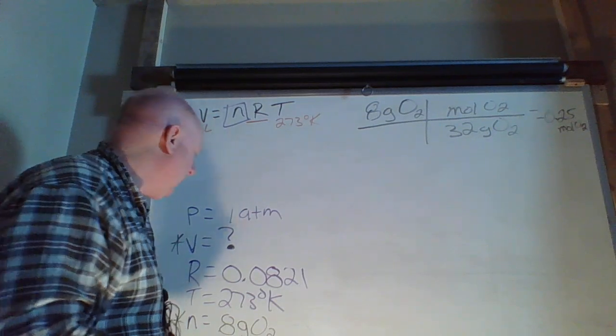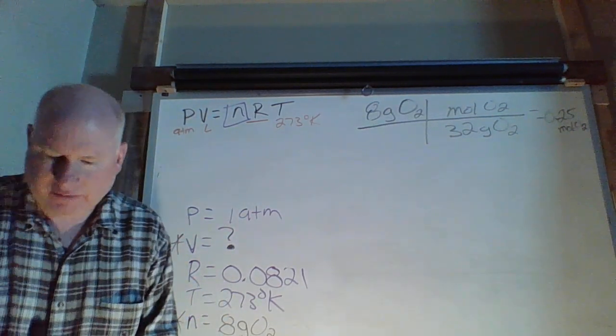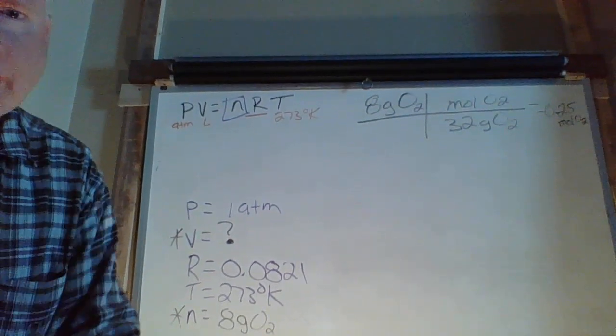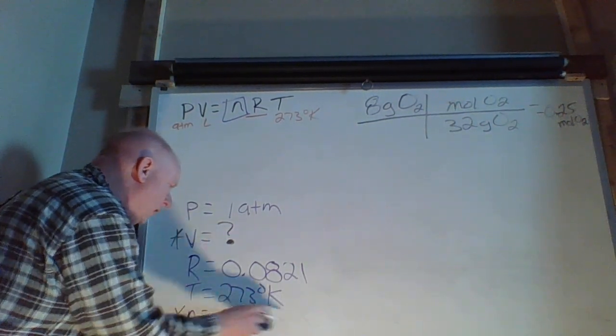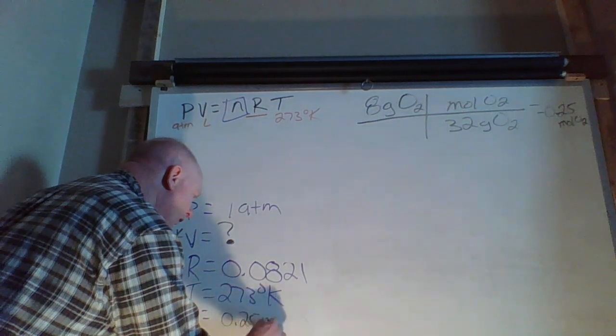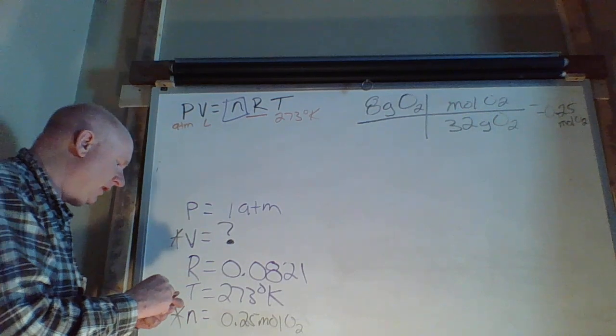So upon doing that, this 8 grams of oxygen then can be, that doesn't quite show up, does it? It's a little too high. Oh, okay, I guess it does. All right, 8 grams, we change that to 0.25 moles of oxygen. So now we got everything in place that we need.